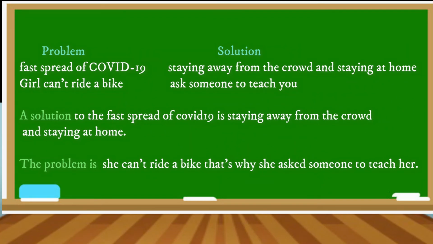Let's see how the signal words are used. A solution to the fast spread of COVID-19 is staying away from the crowd and staying at home. Another, the problem is she can't ride a bike. That's why she asked someone to teach her.